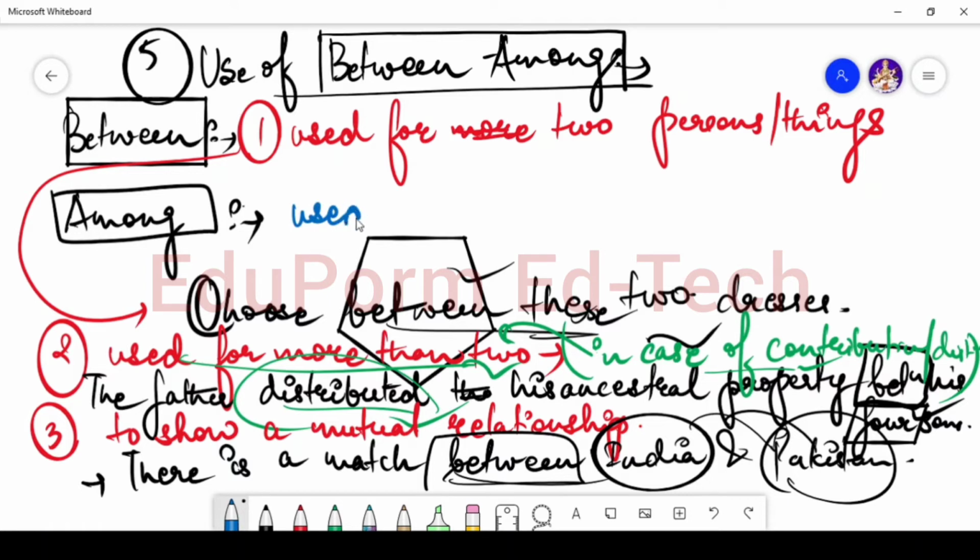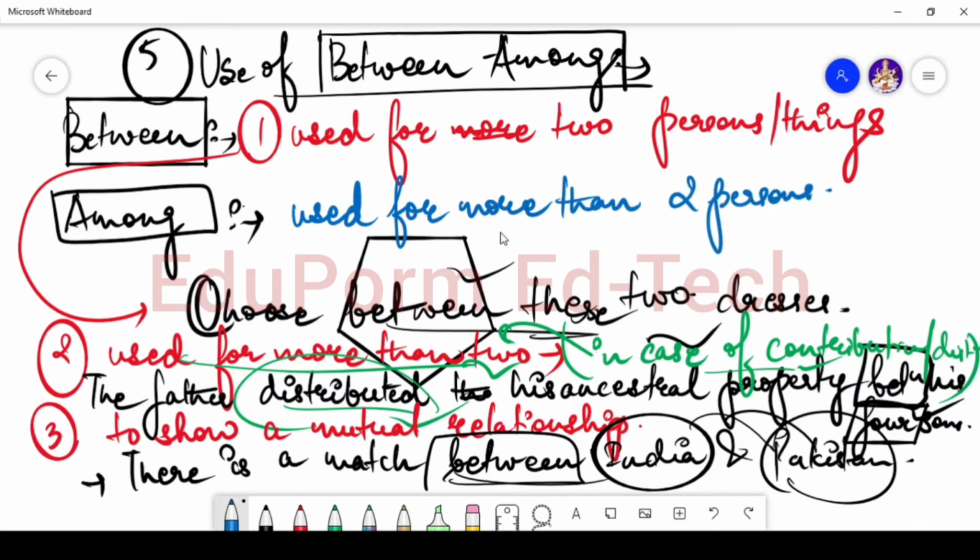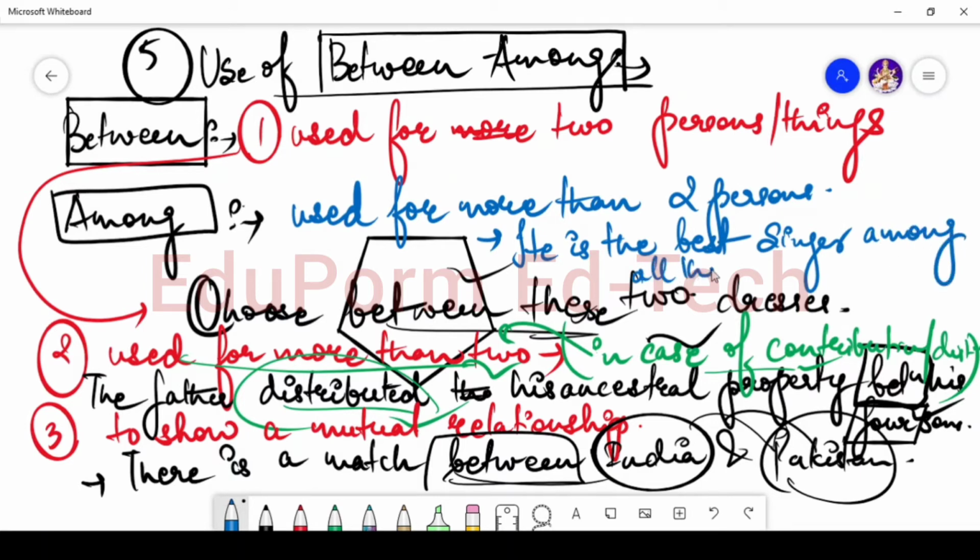Now let's talk about when among is used. Among is always used for more than two persons. Let's say for example, he is the best singer among all the students. If you see here, I am considering more than two persons. So among is always used whenever you are talking about more than two persons, and between can be used in these three other kinds of scenarios. Okay. Now let's see the next use.